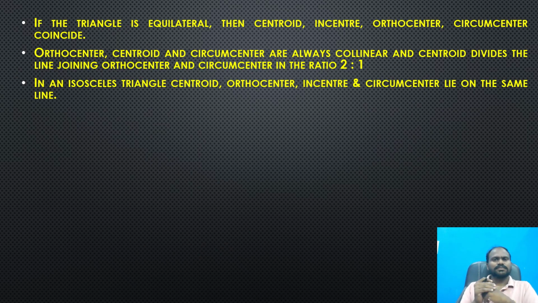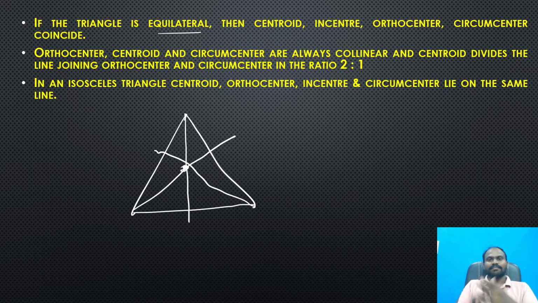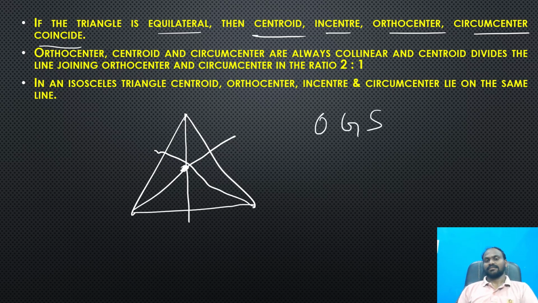Now, there are a few points that we have to remember. If the triangle is equilateral, all the points we discussed here will meet at the same point. All are going to coincide, because the median will act as a perpendicular bisector, a perpendicular, and an angular bisector also. So the centroid, incenter, orthocenter and circumcenter definitely coincide. Also, the orthocenter, centroid and circumcenter are always collinear, lying on the same line, and the centroid divides the line joining the orthocenter and circumcenter in the ratio 2:1.